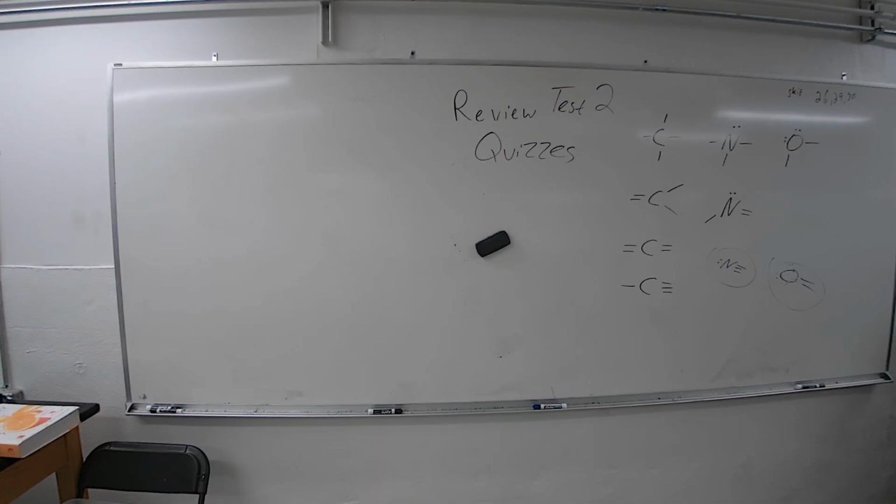This one has 6 things around it. One of them is a pair of electrons. Remember what that does? That's square pyramidal. This one has 6 things around it, 2 of them are pairs of electrons, and that's this one, square planar. 6 things around it, none of them are pairs of electrons, it's octahedral. That's this entry.